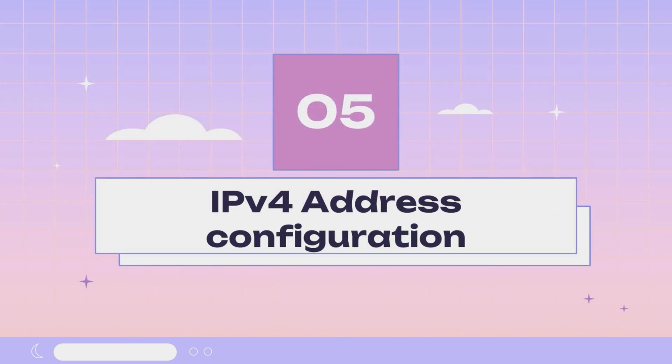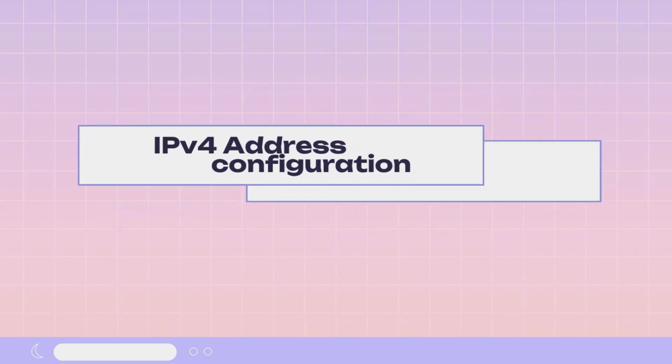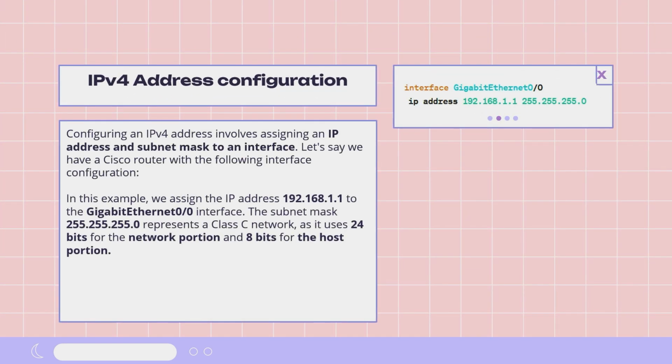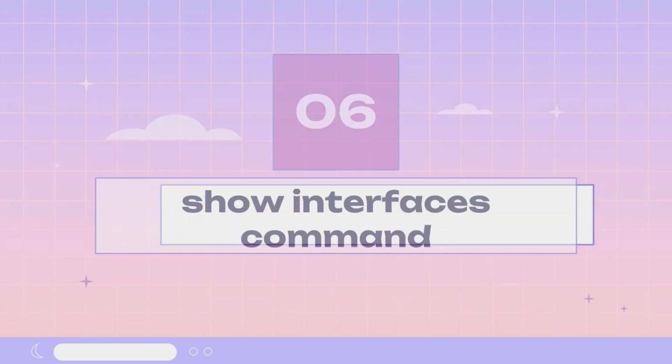IPv4 Address Configuration. Configuring an IPv4 address involves assigning an IP address and subnet mask to an interface. Let's say we have a Cisco router with the following interface configuration. In this example, we assign the IP address 192.168.1.1 to the Gigabit Ethernet 0/0 interface. The subnet mask 255.255.255.0 represents a Class C network, as it uses 24 bits for the network portion and 8 bits for the host portion.